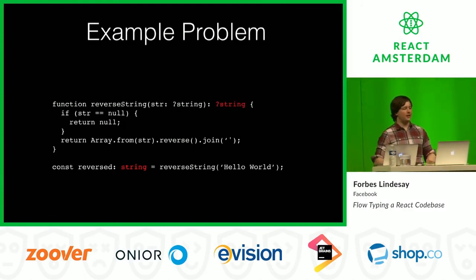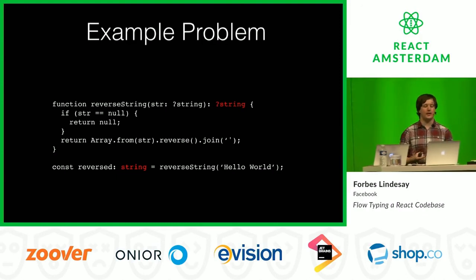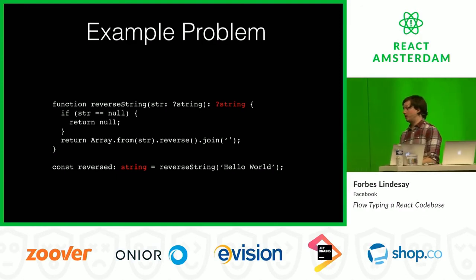But then you find code like this in your code base, where it's passing in a string that it knows is not null, and it's expecting a string that's not null as the result. Now, you know from reading the code that this is fine. This isn't a problem. But the flow types you've just said say that this function returns a nullable string, and you're assuming it returns a string, so you're stuck.